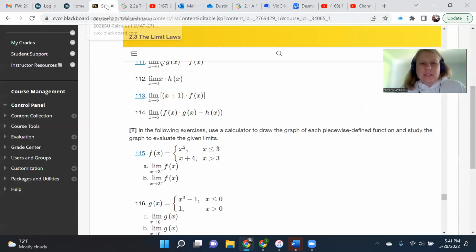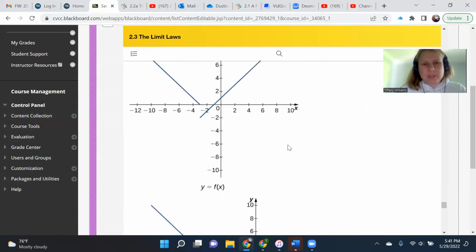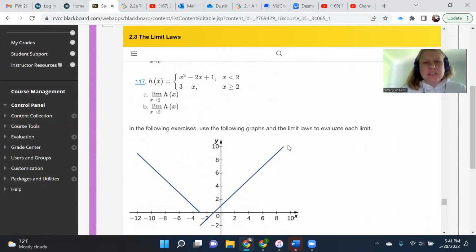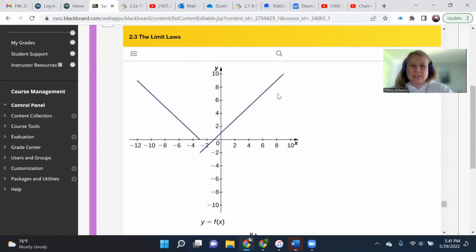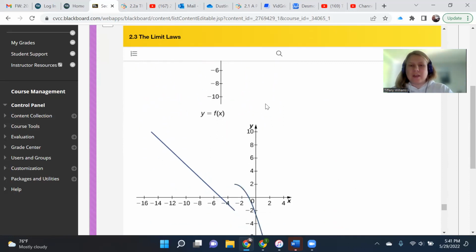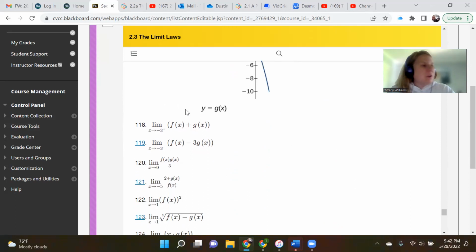All right, so let's go back now. I want to look at number, I believe 119. So 119 does something really interesting. They're giving us a graph for f of x. So this is a graph that's associated with f of x. This is a graph that's associated with g of x. So on number 119, they ask us to do something weird.